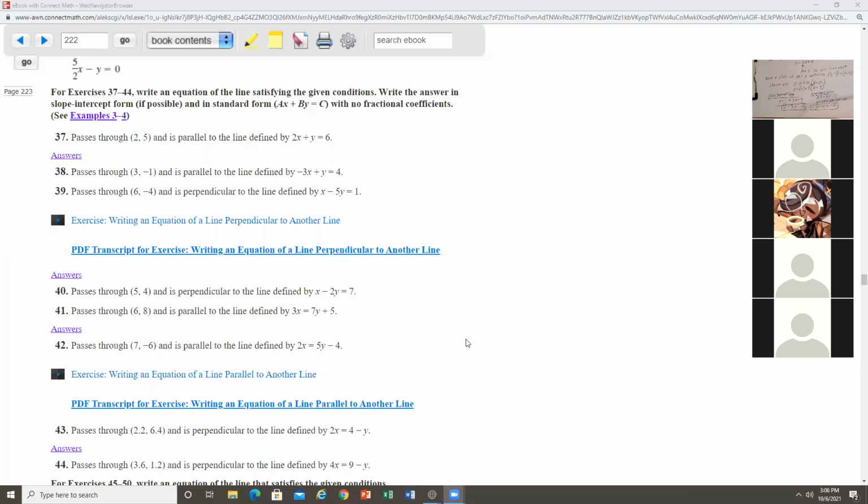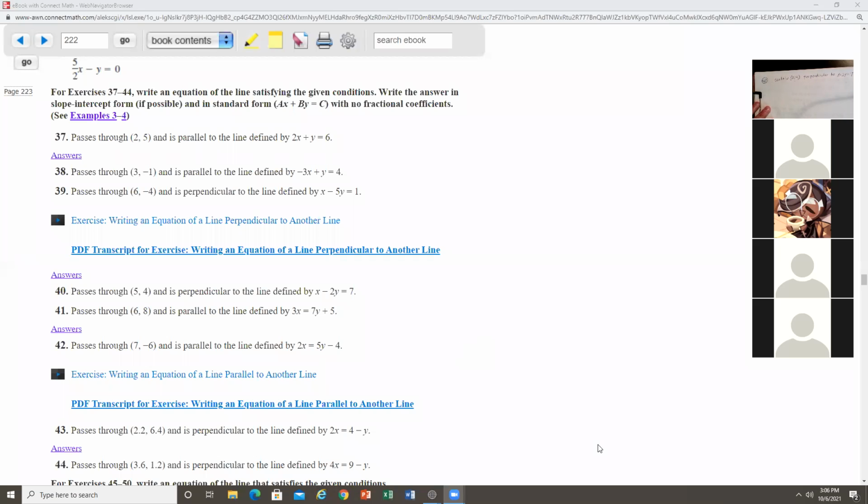Now number 40, ladies and gentlemen. They want us to write the equation of a line that passes through the point (5,4) and is to be perpendicular to the line x minus 2y equals 7. So our line is to contain what point? (5,4). And it must be perpendicular to what line? To x minus 2y equals 7.